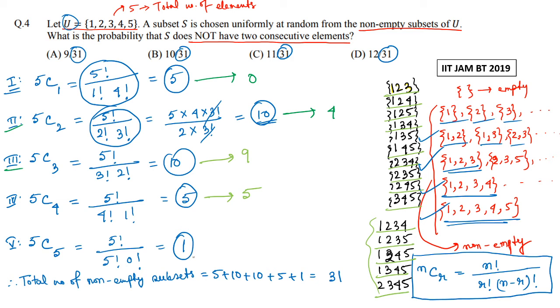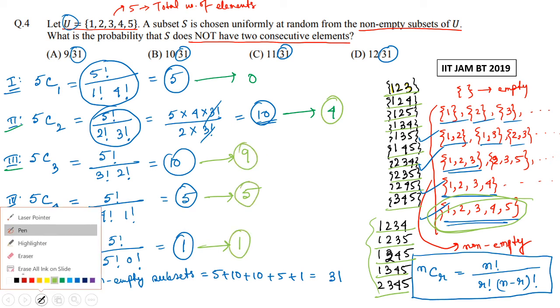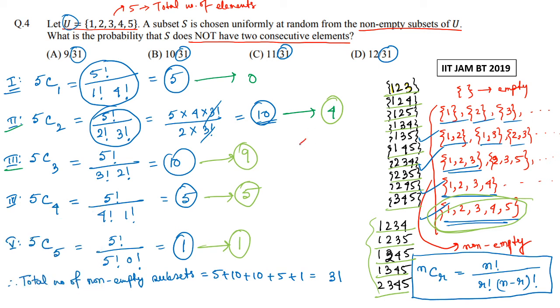And in the last case, where 5 elements out of 5 elements, that is 1 2 3 4 5, here also we get one subset which has two consecutive elements. So the total number of subsets which have two consecutive elements is 4 plus 9 plus 5 plus 1, that is equal to 19 subsets which have two consecutive elements.